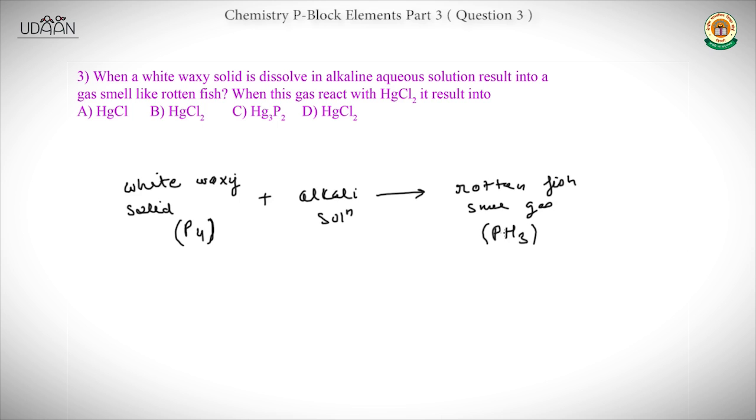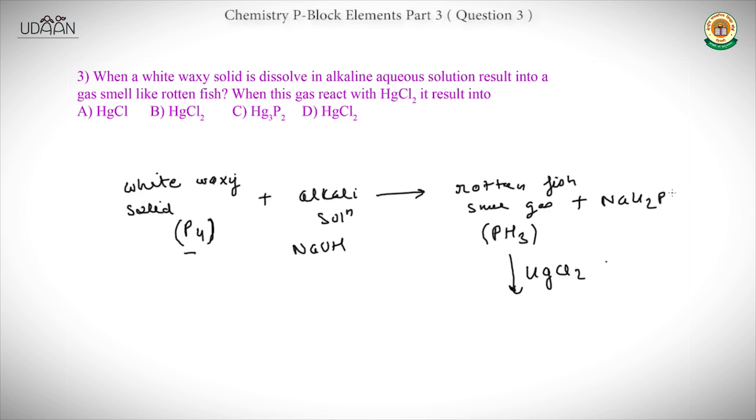I've already mentioned in theory also. And when this gas reacts with HgCl2, what does it result into? We have to tell that. Okay, so alkali solution we already know. P4 reacts with NaOH, I've already mentioned in this theory. P4 reacts with NaOH to give PH3 and NaH2PO2.